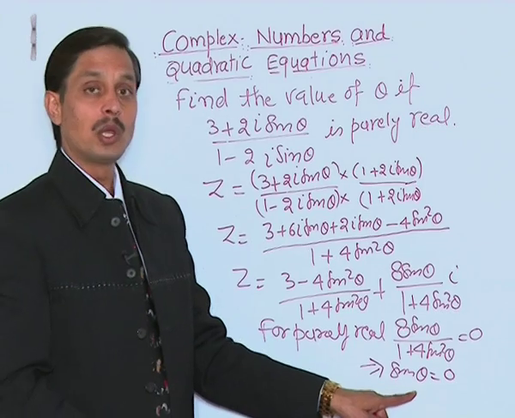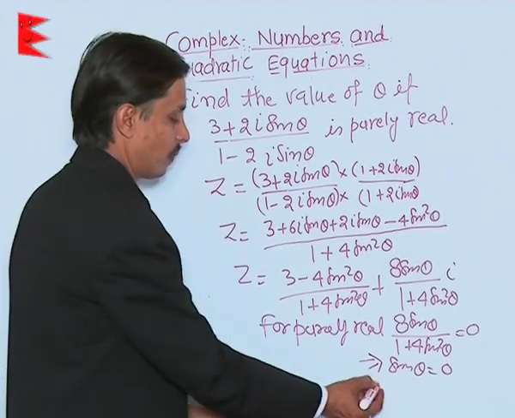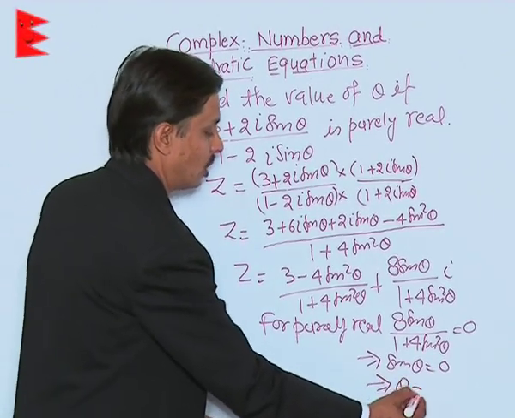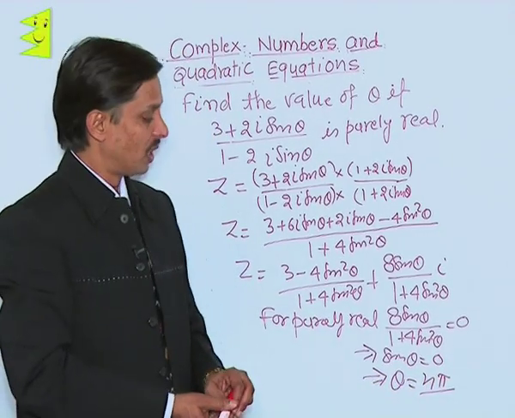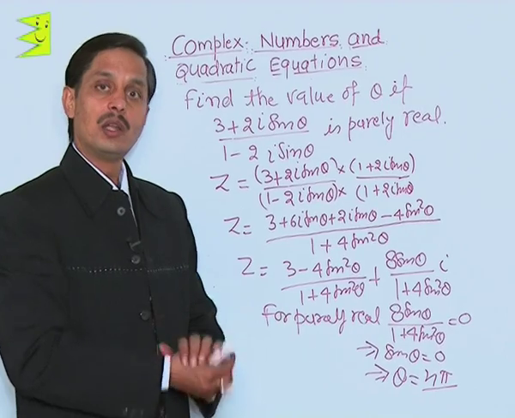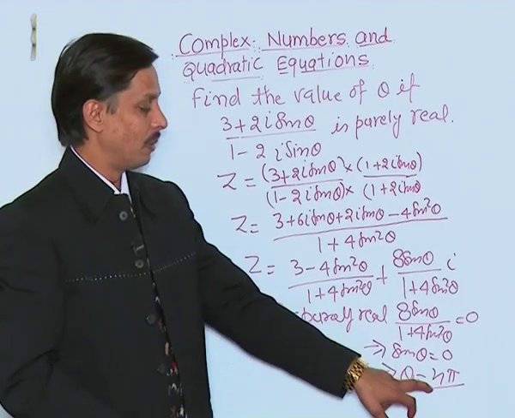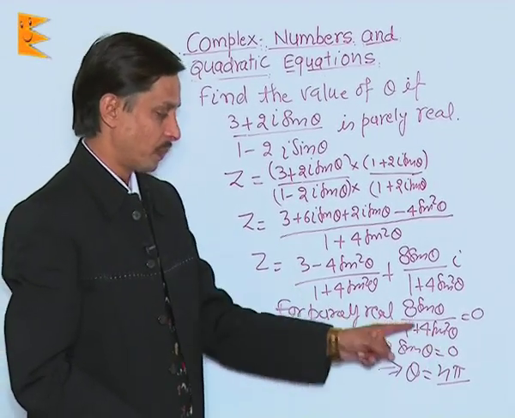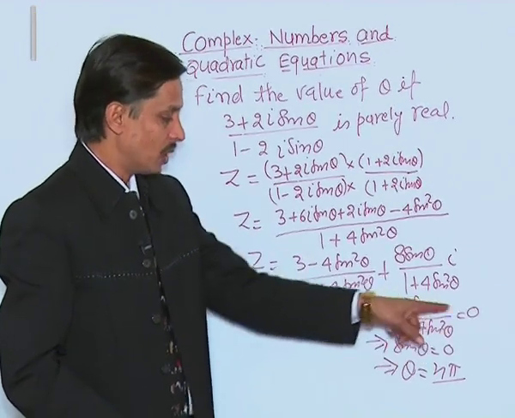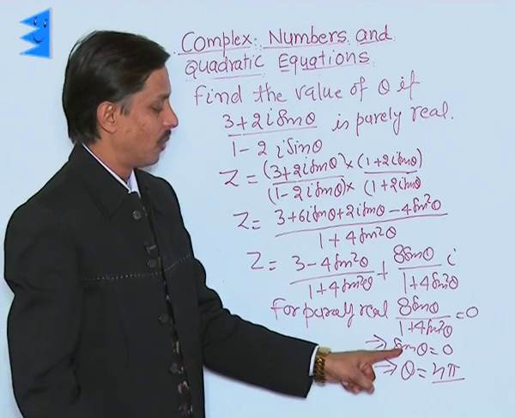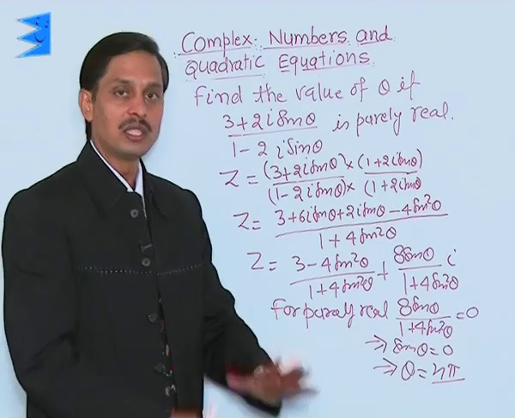But in the general solution of sin θ = 0, you can conclude that θ = nπ. From the general solution of trigonometry, the answer for theta will be nπ if sin θ is 0. As 8 sin θ/(1 + 4 sin²θ) is 0, after doing the calculation we will find sin θ is 0 and θ is nπ.